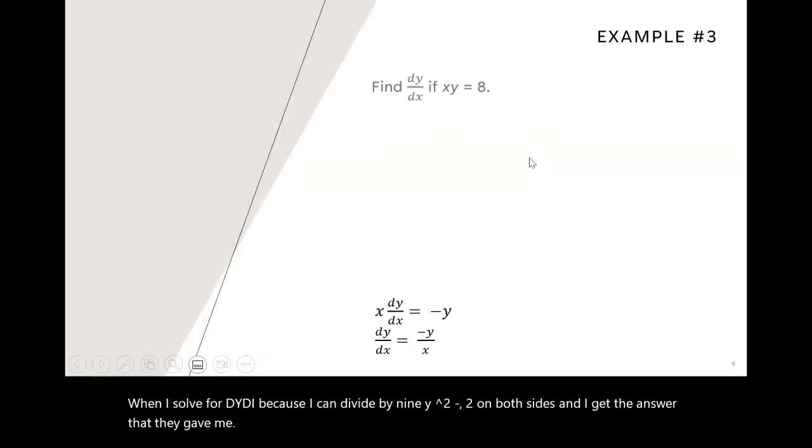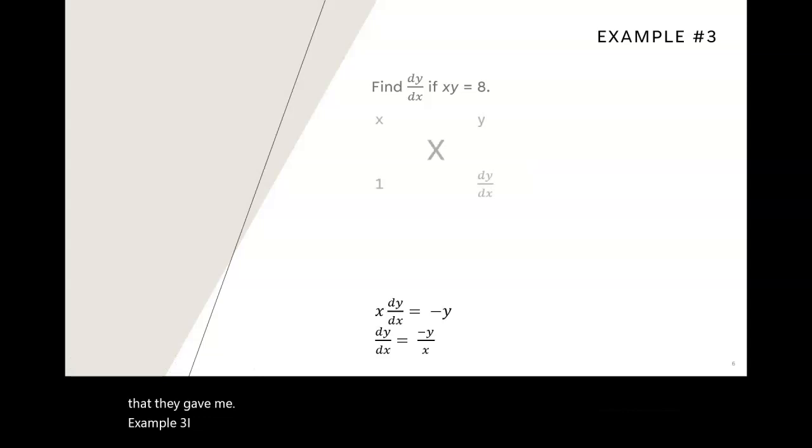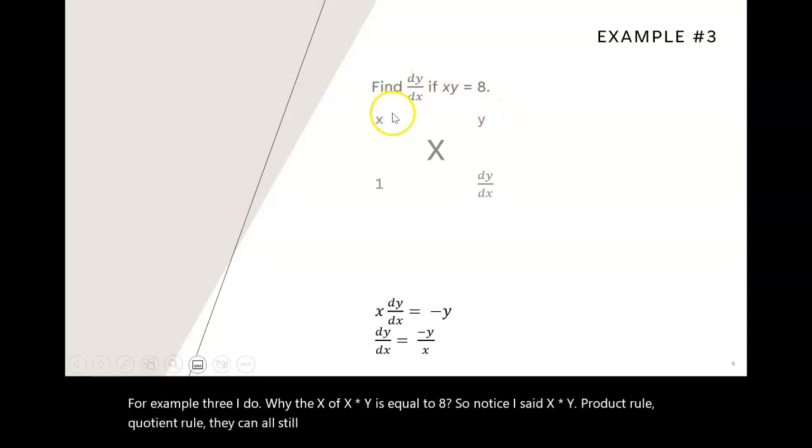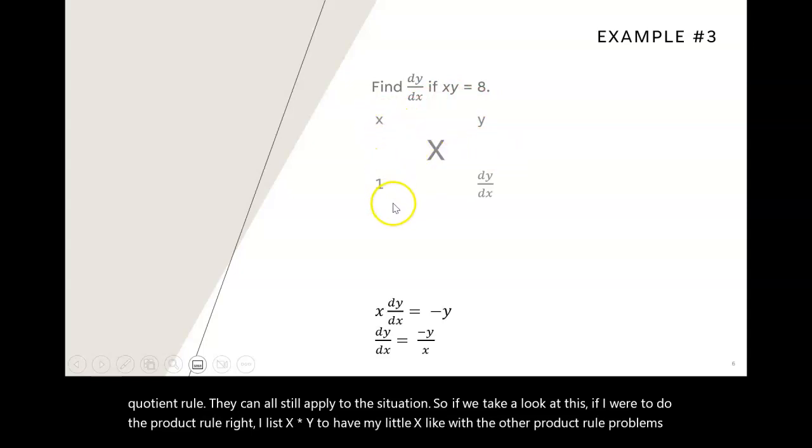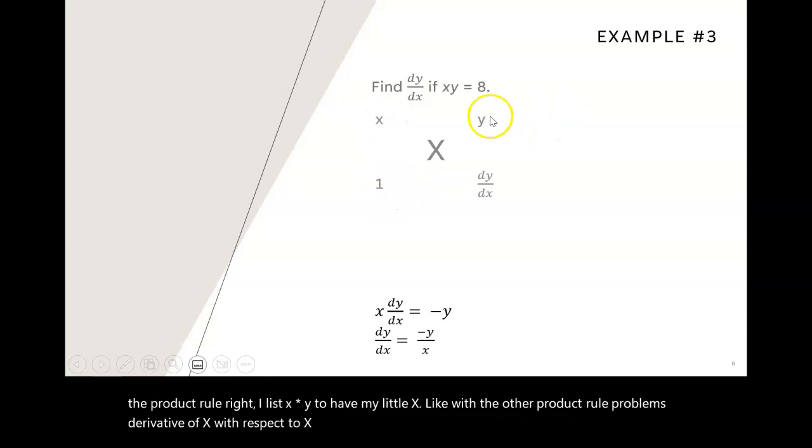All right, example 3, find dy/dx if x times y is equal to 8. So notice I said x times y. Product rule, quotient rule, they can all still apply to this situation. So if I were to do the product rule, I list x times y, have my little x like with the other product rule problems. Derivative of x with respect to x is 1. Derivative of y with respect to x is called dy/dx.